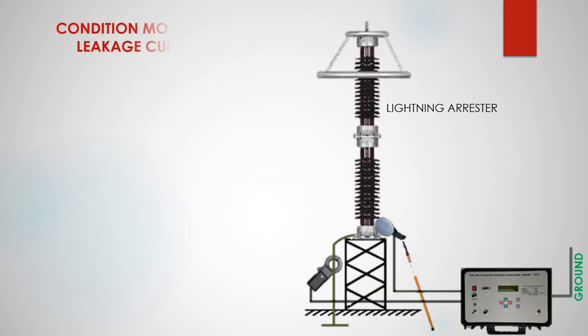Condition monitoring of LA by leakage current analyzer. Condition monitoring of lightning arrestors by leakage current analyzer at the switchyard does not need any shutdown. The system is based on the measurement of third harmonic resistive current with compensation for harmonics in the system voltage. It provides quick and reliable information about the health of the lightning arrestor.